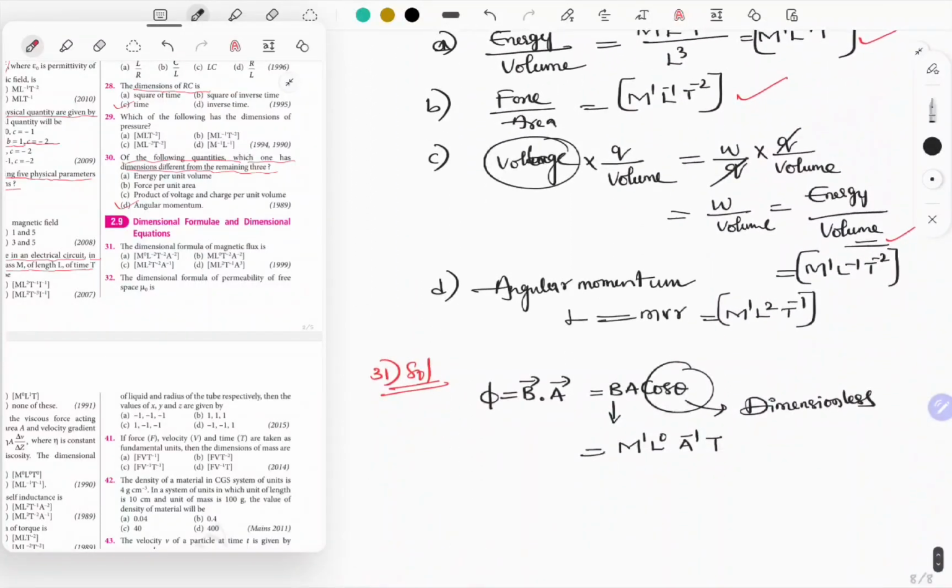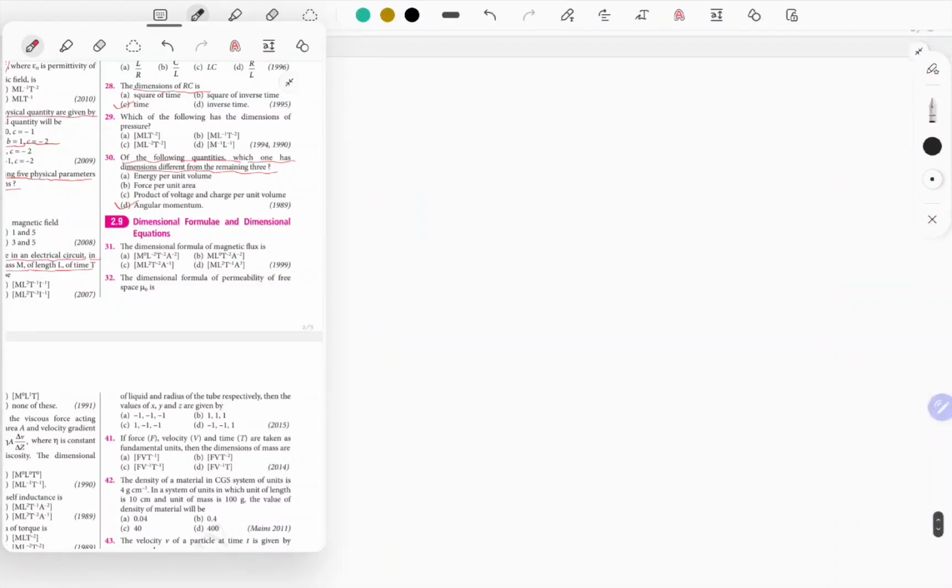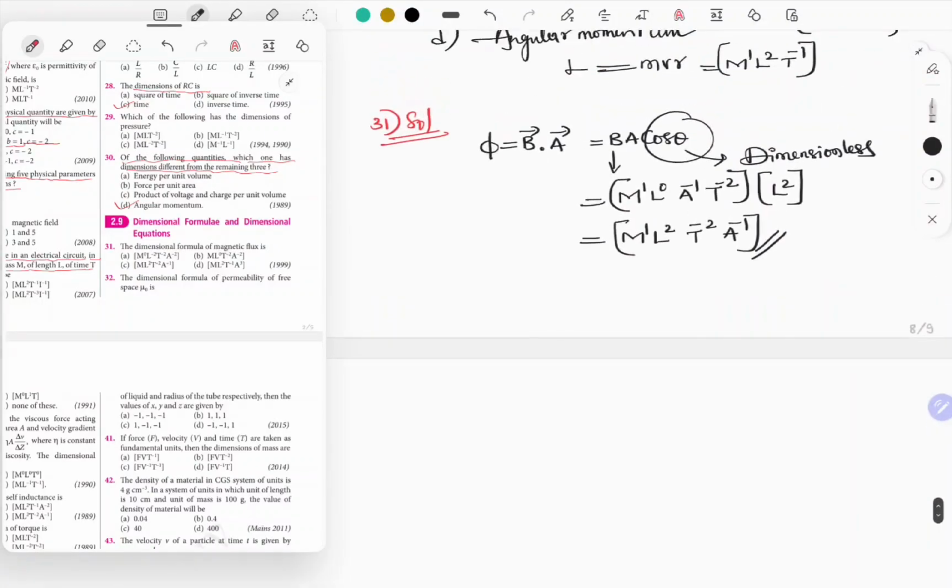Let me substitute that into the area dimensional formula, which is L power 2. So the final dimensional formula for flux is equal to M power 1, L power 2, T power minus 2, A power minus 1. This is the formula for magnetic flux. Next, question number 32.